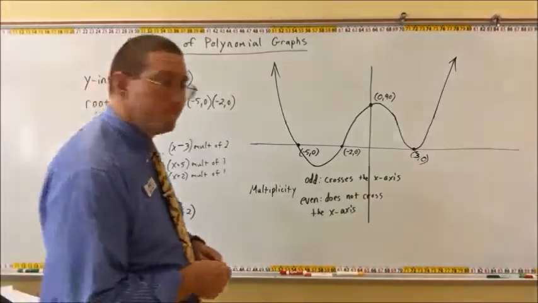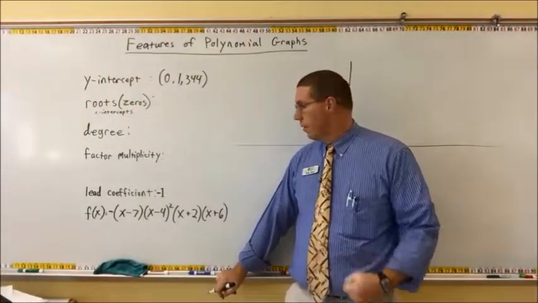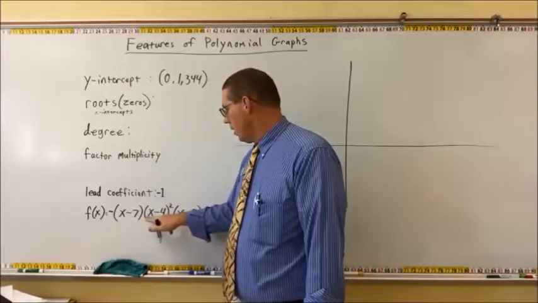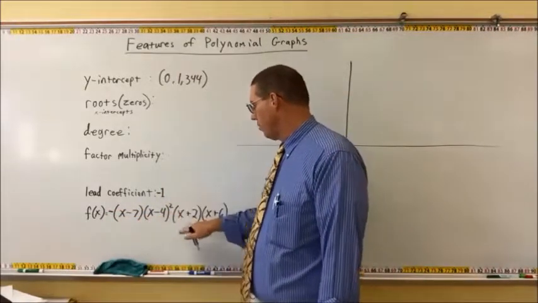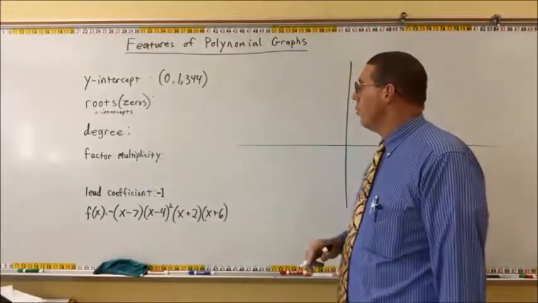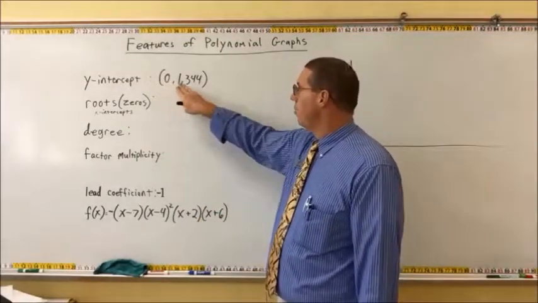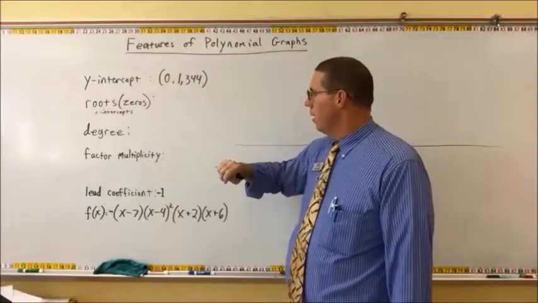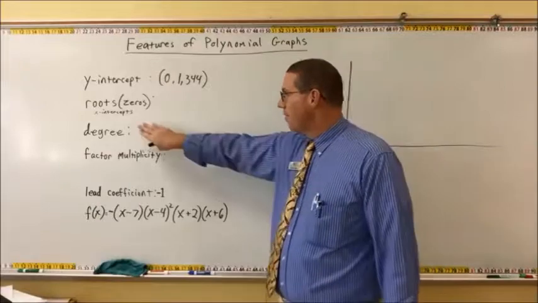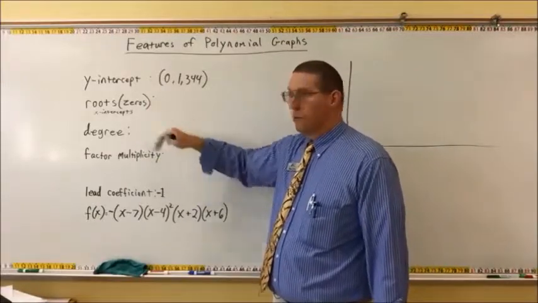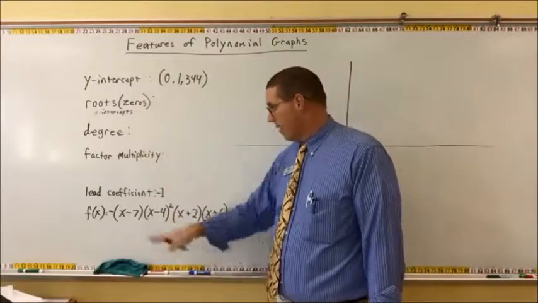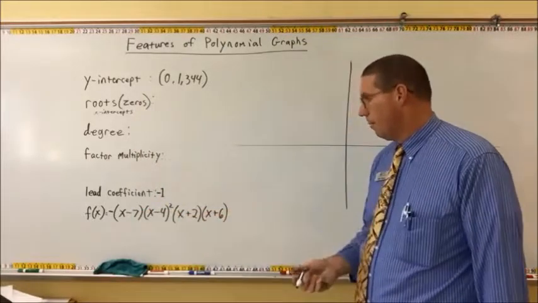Let's do another one. I have another one right here. We've got negative x minus 7 times x minus 4 squared times x plus 2 times x plus 6. Okay, and we have a y-intercept of (0, 1344). I've identified the lead coefficient is -1, but I haven't identified the degree or the factor multiplicity or the roots. In fact, in many cases, you don't even need to identify all that except just by looking at the polynomial.